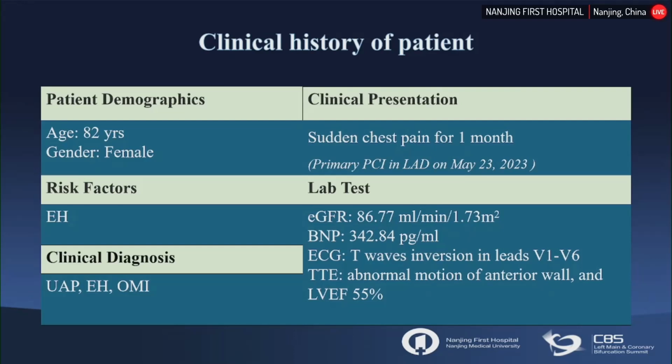Lab test at our hospital showed her renal function was almost normal. BNP was slightly elevated. ECG found T-wave inversion in leads V1 to V6. Echo found abnormal motion of the anterior wall and her left ventricular ejection fraction was 55%. She was diagnosed as unstable angina or MI and essential hypertension.